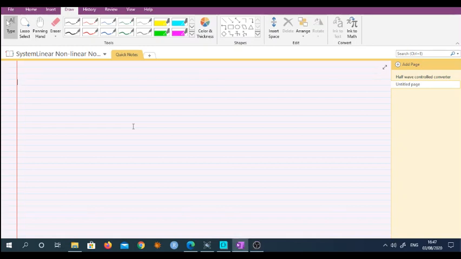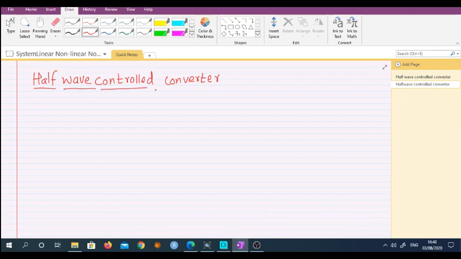Hello students, today we will discuss about half wave controlled converter, and we'll try to simulate this circuit in PSIM.